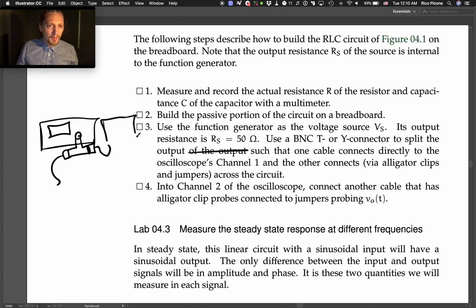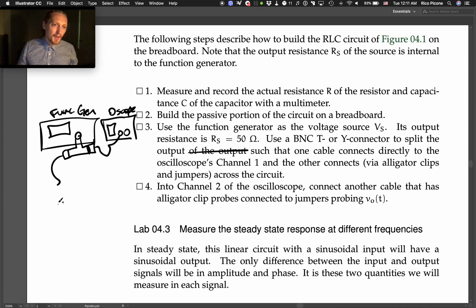So the oscilloscope, I'm giving myself a little more room. The oscilloscope's going to have two inputs. One of those inputs, the channel 1, you're going to want to connect the function generator right up to the oscope, to channel 1. We want to measure what the function generator is putting out in the oscilloscope.